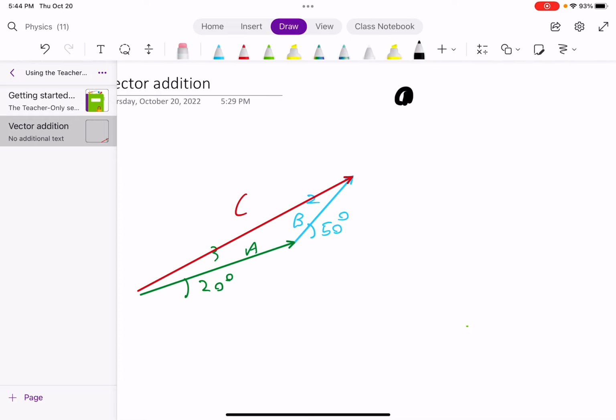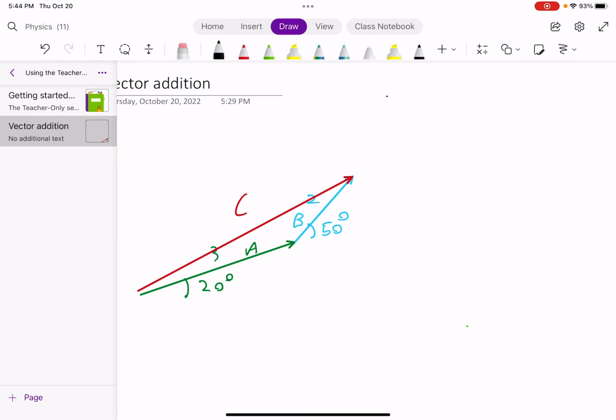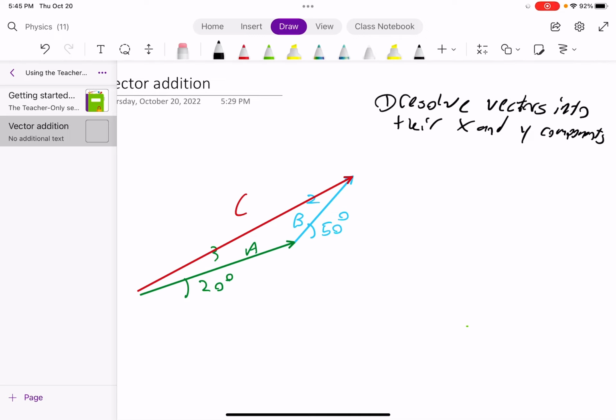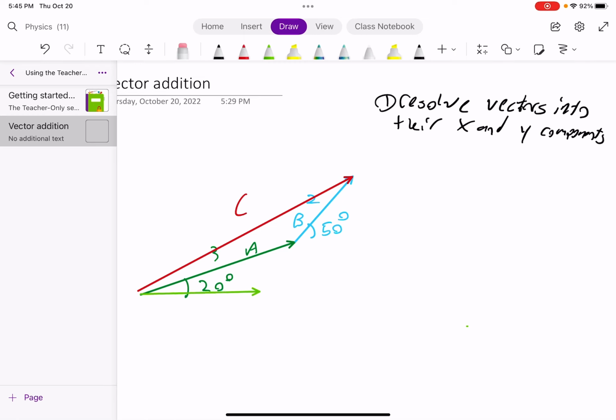Step number 1 is to just resolve vectors into their x and y components. So we are going to take vectors A and B and resolve them into their x and y components. We are going to find the length of the x component of vector A and the length of the x component of vector B.